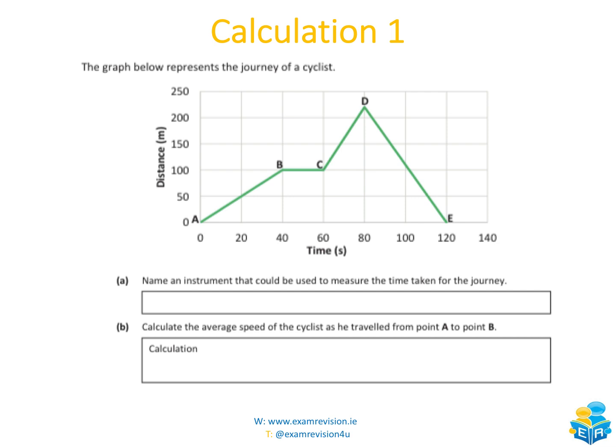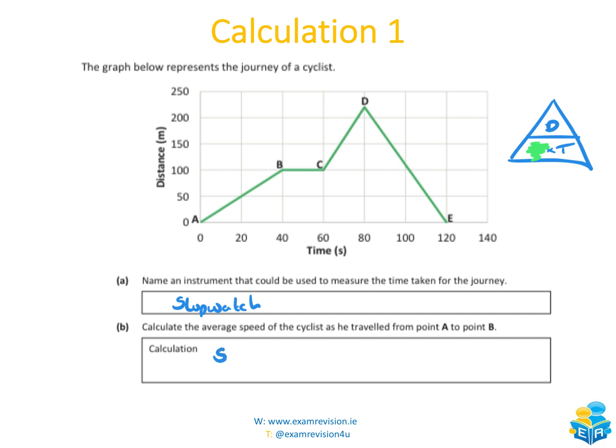So calculation 1, the graph below represents the journey of a cyclist. Name an instrument that could be used to measure the time taken for the journey. Okay, so you could use a watch, a stopwatch, a clock, whatever that might be. Calculate the average speed of the cyclist. So think of our triangle now, Dad's silly triangle. We want to calculate the speed, so we cover speed, and we're left with distance over time. Okay, so we're going to write that down here.